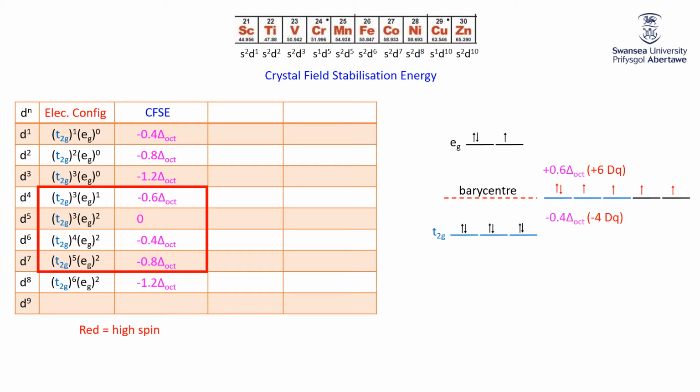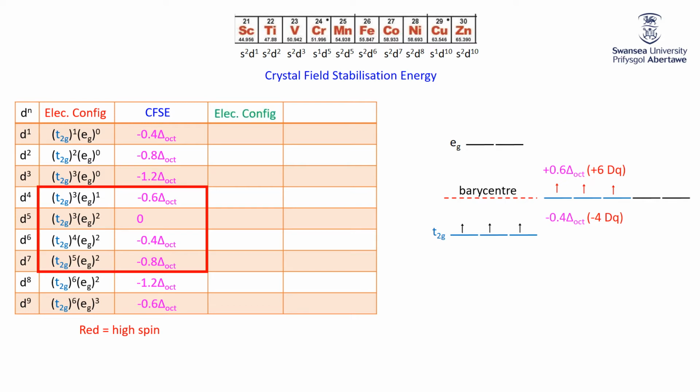Then go to the d9. Doesn't matter whether you're low spin or high spin, it's the same thing. You've got this t2g6, eg3, stabilization associated with that, minus 0.6. Okay, so here's our high spin CFSE. Make sure you see where we get all of those from, and you can see that all except the d5, they all stabilize in the octahedron compared to where you've got just the spherical electron charge.